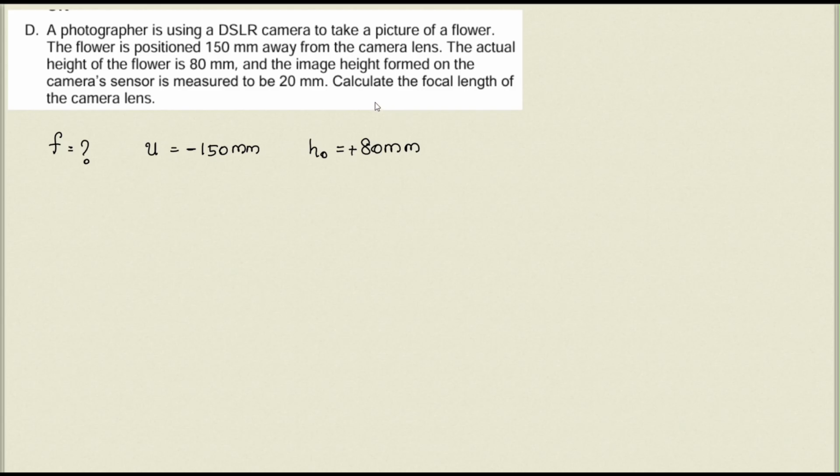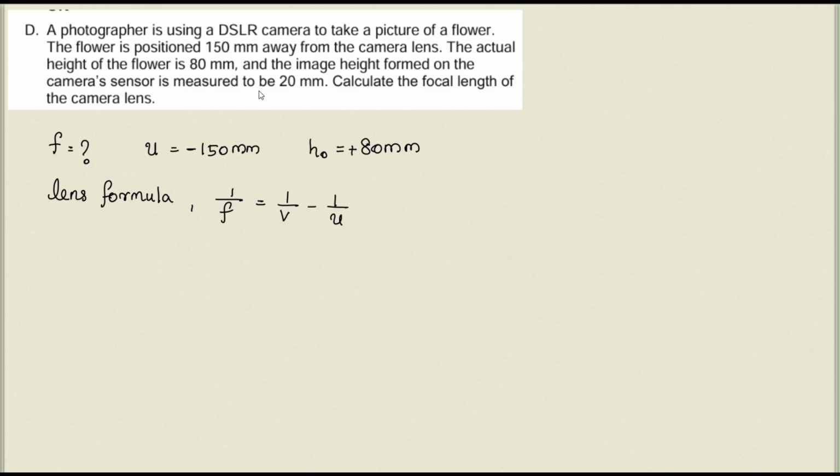Yes. Now calculate the focal length. How we can find the focal length? Only using lens formula we can find the focal length. And according to that, 1 by F is equal to 1 by V minus 1 by U, where V is the image distance, but that is not given, right? That is not given. So we have to find the image distance.